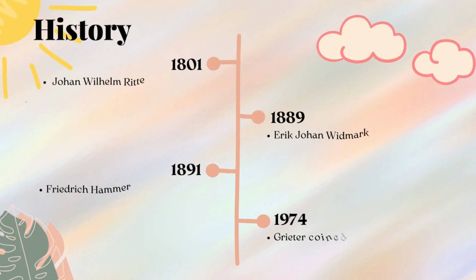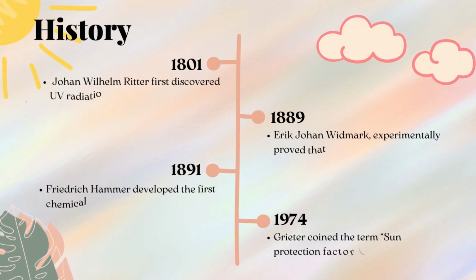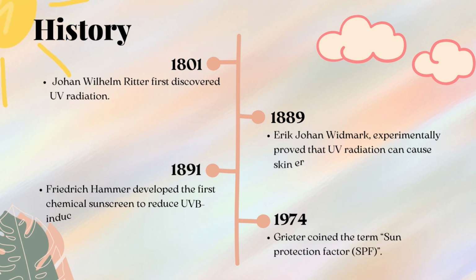The history of sunscreen. In 1801, Johann Wilhelm Ritter first discovered UV radiation. Then, in 1889, Erich Johann Widmark experimentally proved that UV radiation can cause skin erythema and burns. And in 1891, Friedrich Hammer developed the first chemical sunscreen to reduce UVB-induced sunburn. After that, in 1974, Ritter coined the term sun protection factor, SPF.